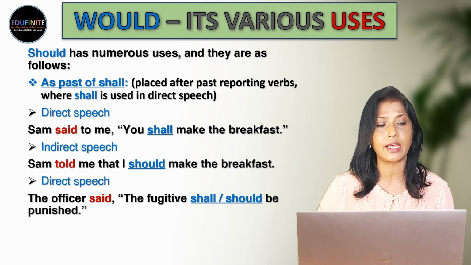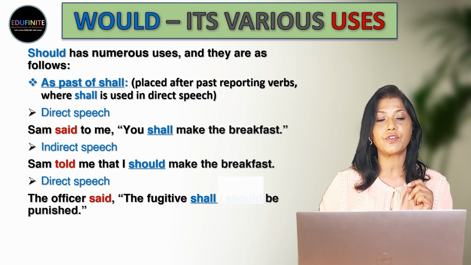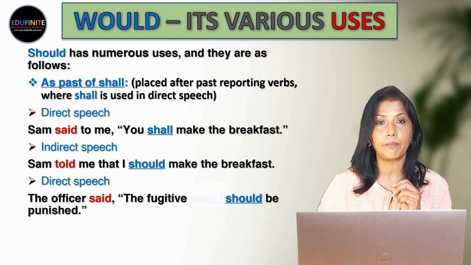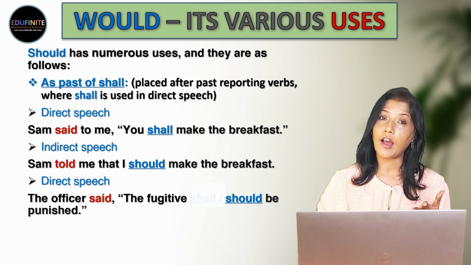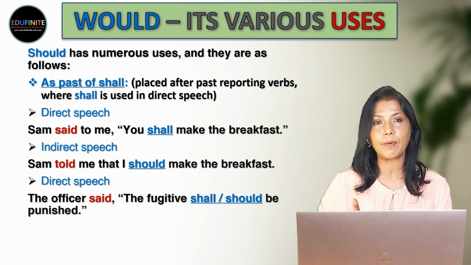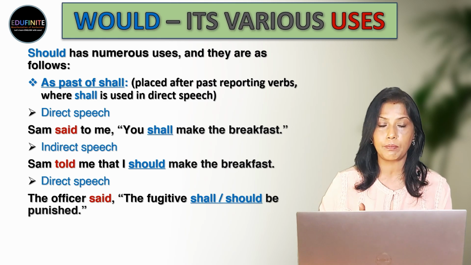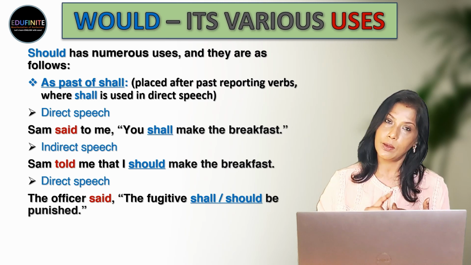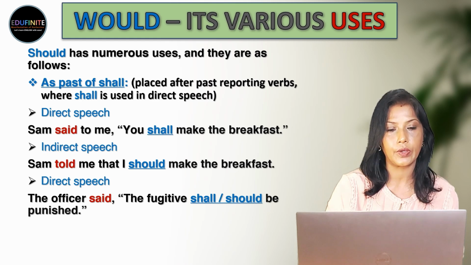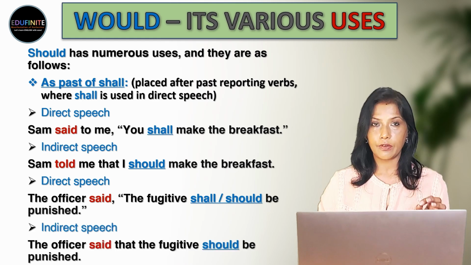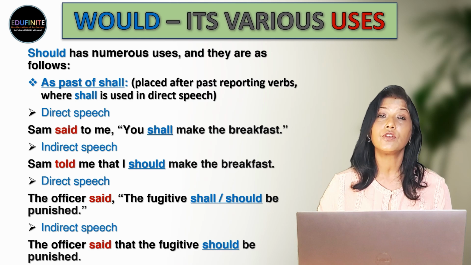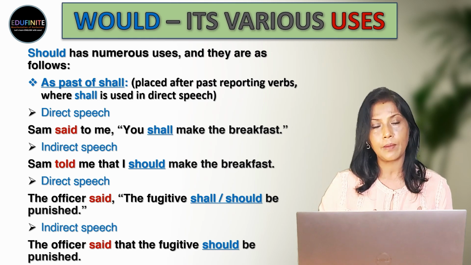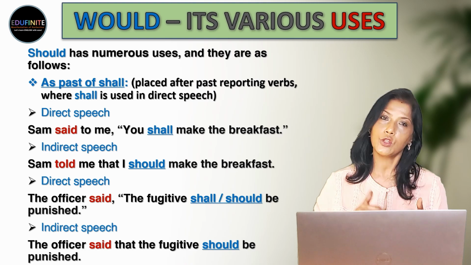Okay, let's look into another sentence. The direct speech is as, the officer said the fugitive shall be punished. Or he can also say the fugitive should be punished. So here it can either be shall, the fugitive shall be punished, or should, the fugitive should be punished. So in both cases, in indirect speech, it will be replaced by should. Okay, let's look into it. Indirect speech, the officer said the fugitive should be punished. So if it's shall, obviously it will be should, but if it's should, then it remains should.